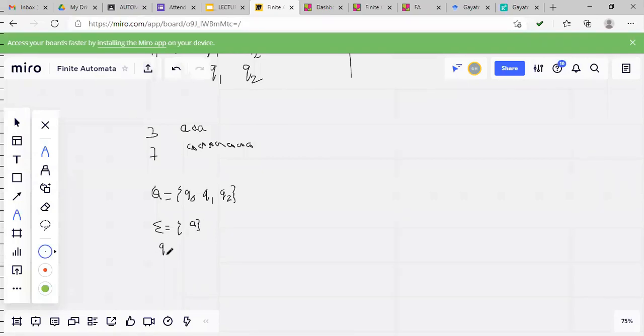Then what else we should write? My start state is Q0, right? My final state is Q0. Yes. Sorry. My final state is Q0. Students, please bear with my writing, digital writing is too bad. Okay. So input is A. Fine. States are Q0, Q1, and Q2. Okay. Please, students, mark the start state and the final state. Don't forget to mark the start state and the final state.